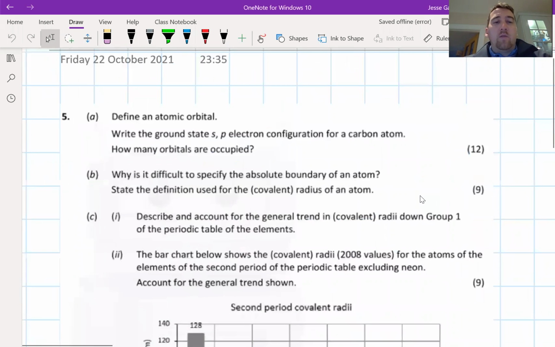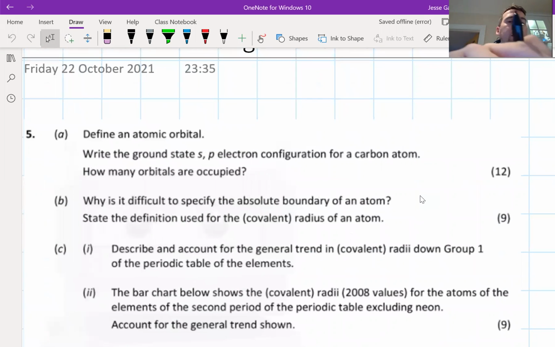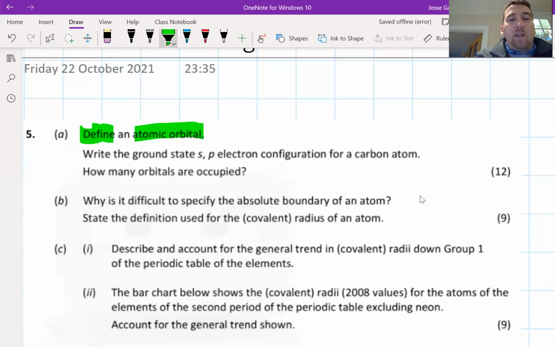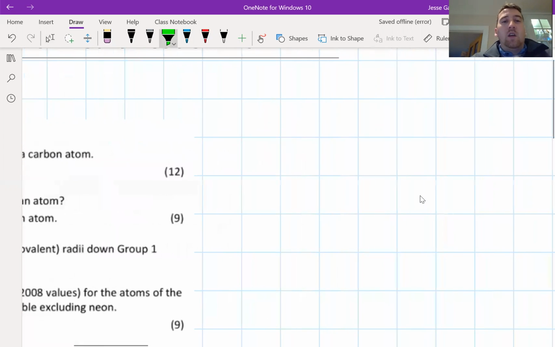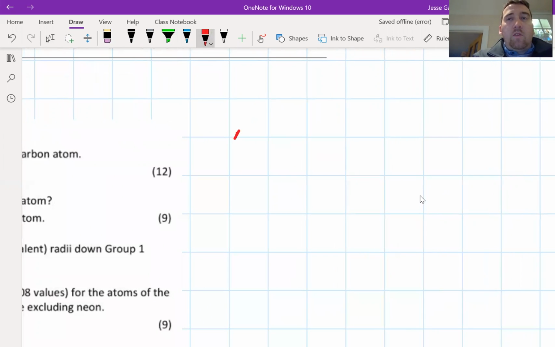All right, so let's jump into it. First question, define atomic orbital. So that's the first thing I ask you to do, straight into a definition. Define just means explain what an atomic orbital is. I'm going to jump over here and write down the definition for atomic orbital. Pause the video and do that now.